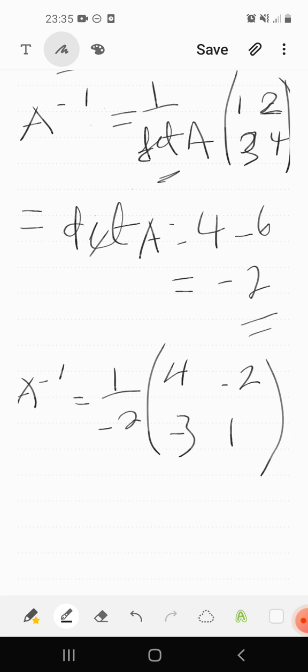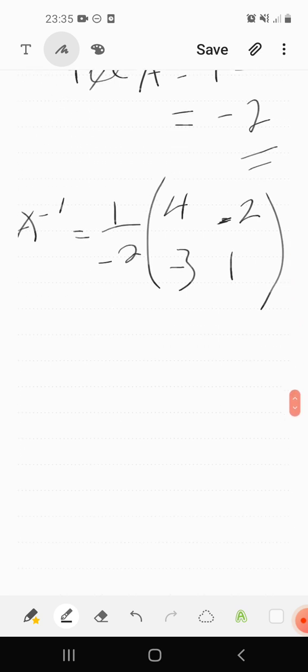Bring our brackets here. Okay. Yes, so making this -2. Then after that, what we are going to do is expand. We are going to multiply 1 over -2 by every element in this bracket. So we multiply 1 over -2 by 4, by -2, by -3, and by 1.